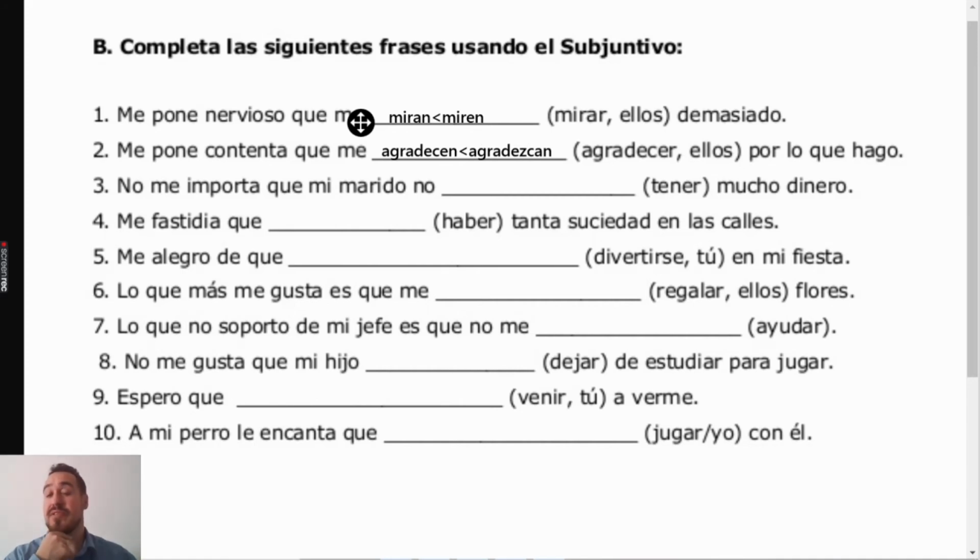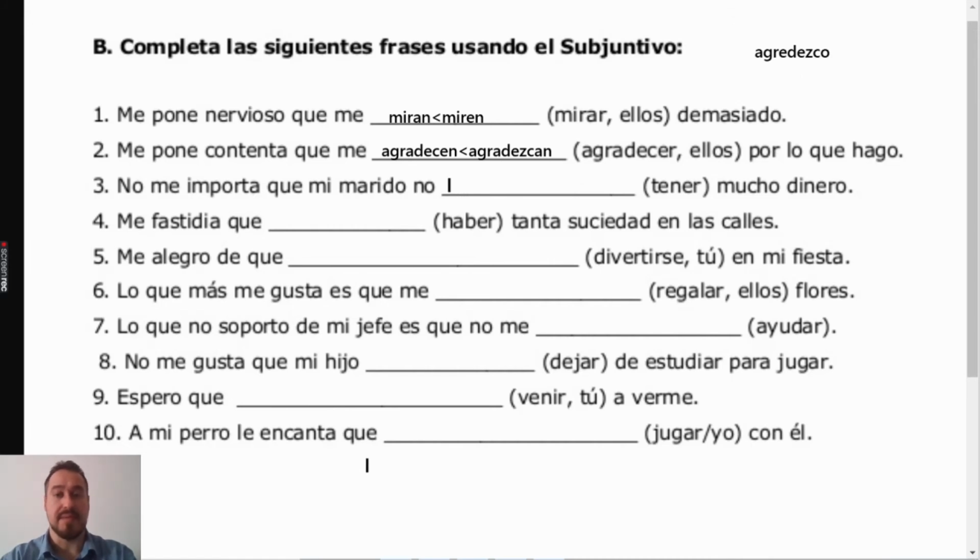Okay, when it's a regular verbs, it's gonna take the first person of the conjugation. And agradecer, you say I thank, you say agradezco. So I'm gonna take this particular word to do the subjunctive when it's a regular verb. Okay, don't worry too much. I have to talk about that.